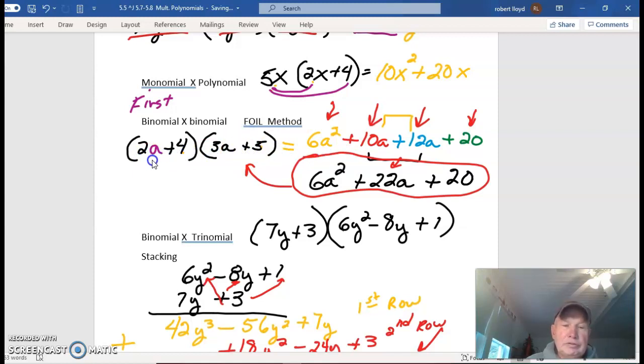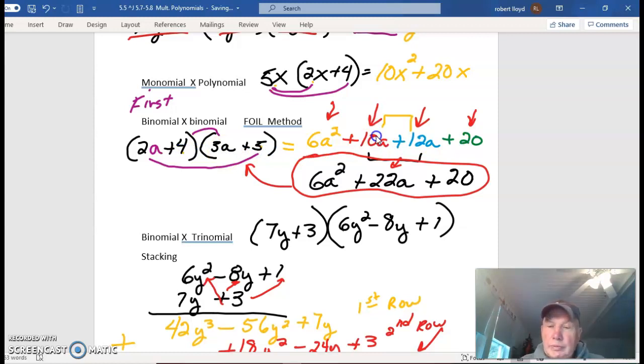The O stands for the outside. 2a times 5 is 10a. The I stands for the inside, so 4 times 3a is 12a. And the L stands for last times last. So 4 times the 5 is 20.